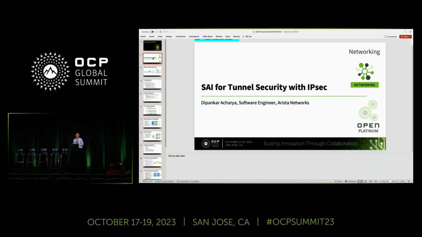So I'm Dipankar Acharya. I work in Arista Networks. I worked on defining this and getting it implemented from our silicon partners, and also with the software engineers inside the Arista internal implementation, and defined the SAI APIs for the feature.